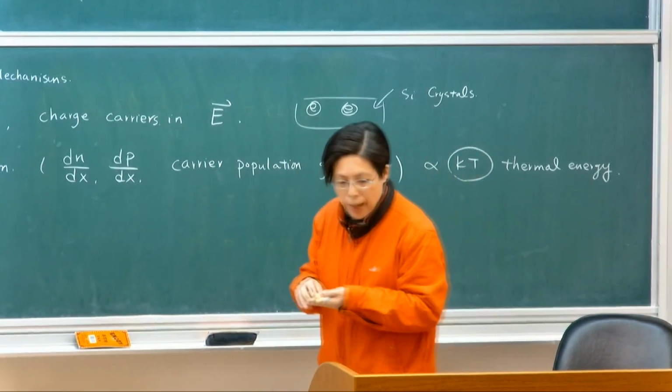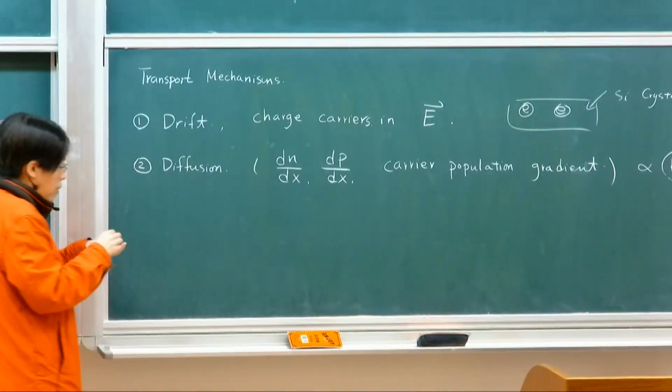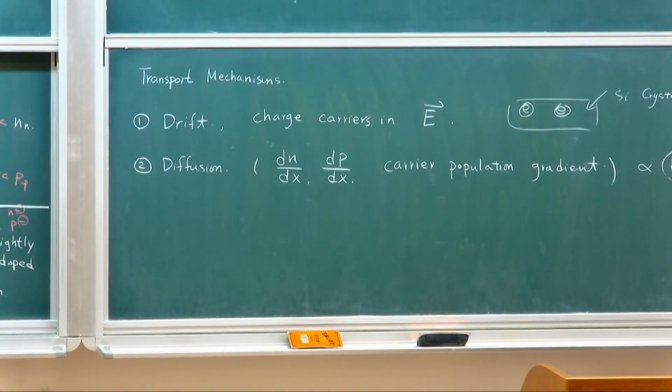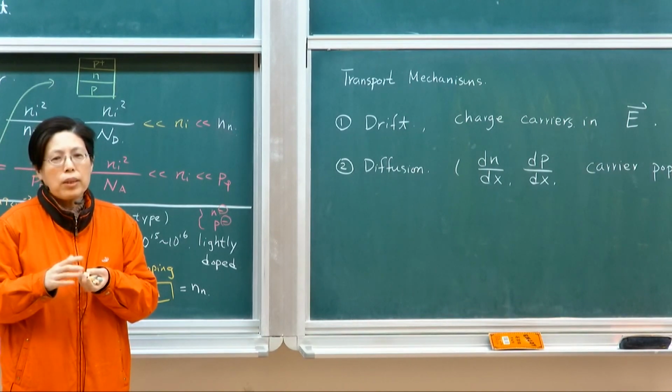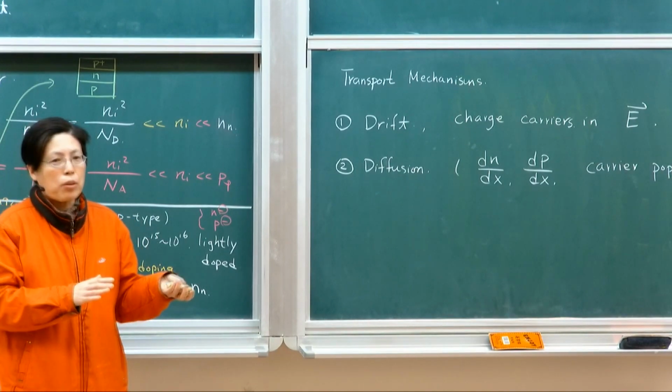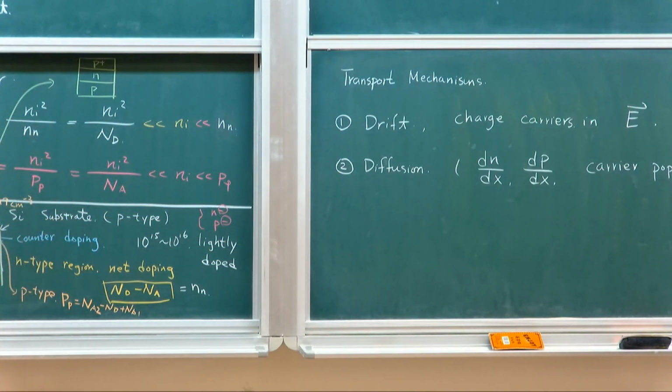So let's first look at drift current. This is the same if you go to courses like semiconductor physics. It will take maybe half a semester to talk about transport mechanisms. There are a lot of scattering events, that sort of thing. But we're going to skip that and just give you the results.